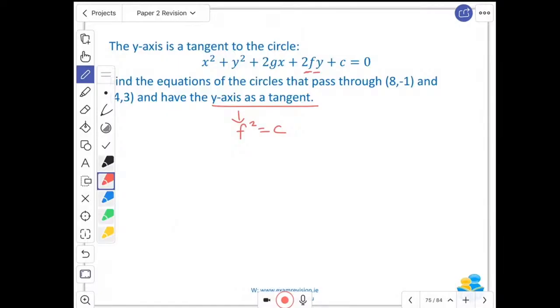Now, this brings me on then to another part of problem solving with circles, and this is kind of the last kind of big thing I want to talk to you about today. It's when you'll sometimes see it written as problem solving with G, F, and C.